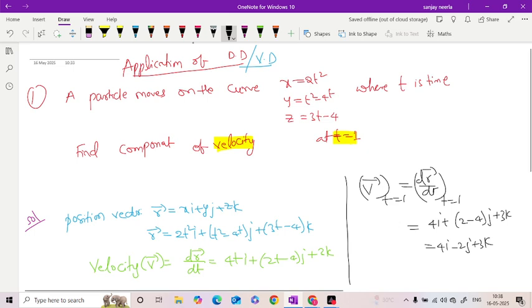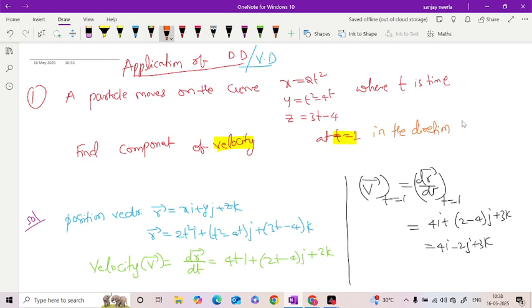And one more question I want to add here: find the component of the velocity at t is equal to 1 in the direction of i minus 3j plus 2k. Just the velocity at t is equal to 1. Now we have to find the component of the velocity at t is equal to 1 in the direction i minus 3j plus 2k.